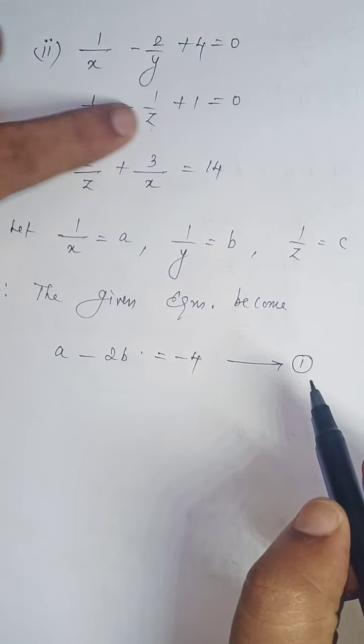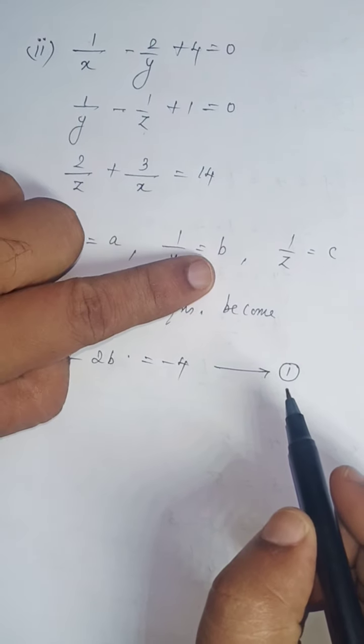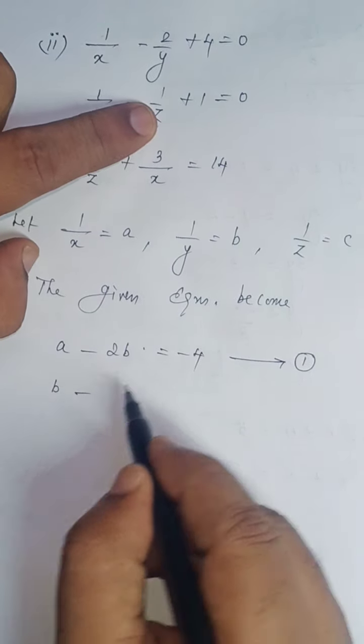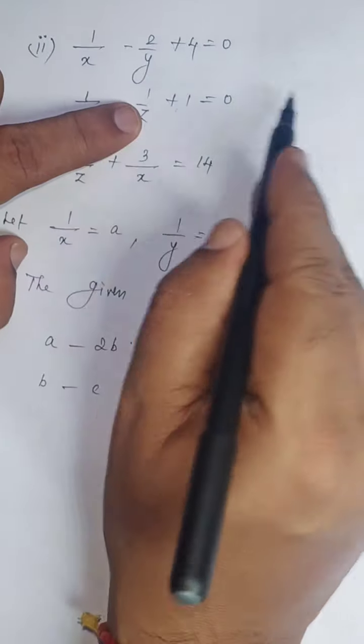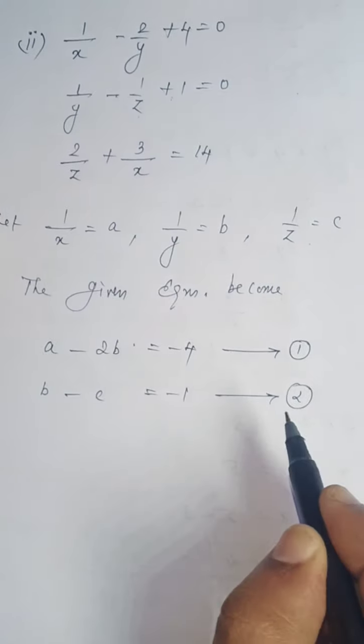Now here no x at all, straight away y only. 1 by y we consider as b, so b, minus 1 by z we consider as c, plus 1 we can retain in the right hand side. Plus 1 comes to the right hand side, minus 1. That is a new equation, equation number 2.